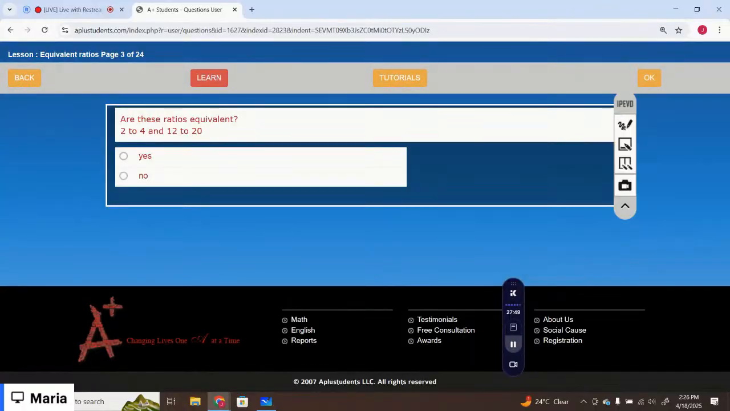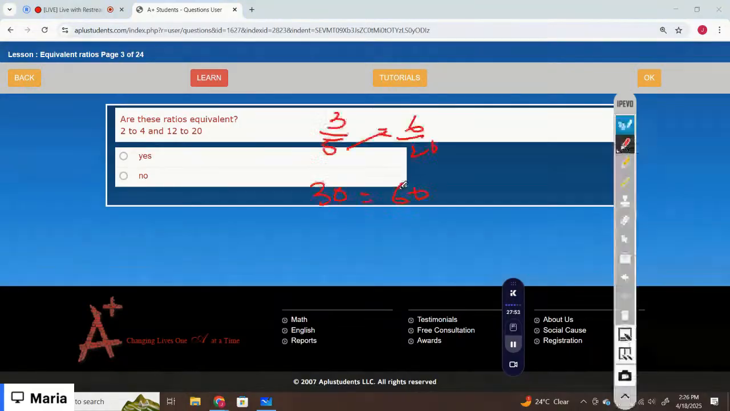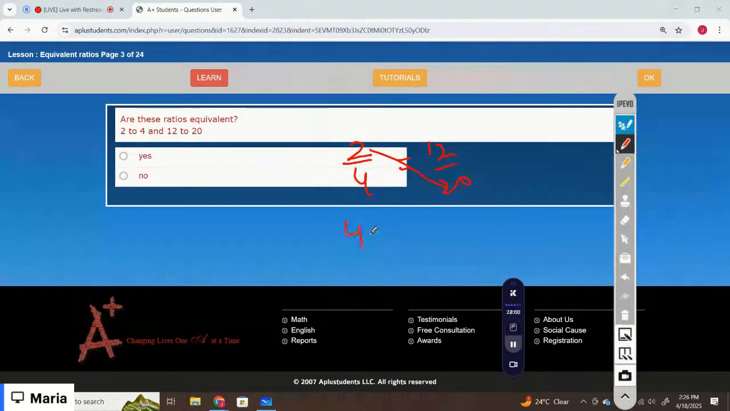Are these ratios equivalent, 2:4 and 12:20? So that is 2 to 4 and 12 to 20. So just do cross multiplication. 12 times 2 is 24 and 20 times 2 is 40... So no, they are not equivalent. The correct option is no.